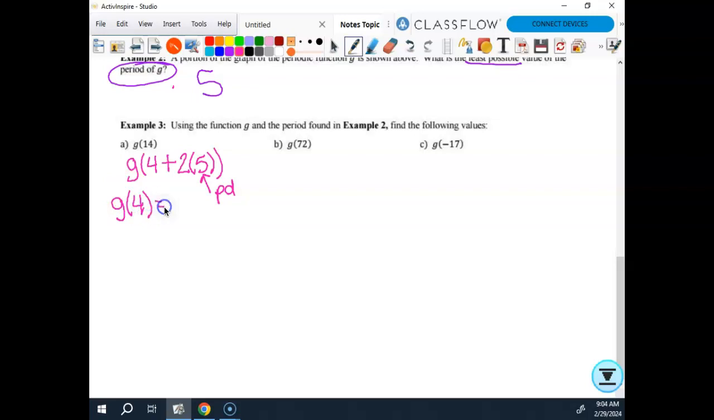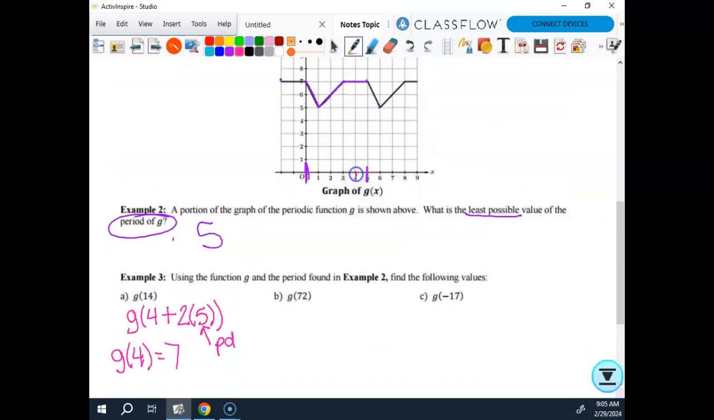What is g of 4? 7. How do you know that? It's on the graph, exactly. Right? That's g of 4. 4 is something I can actually find. It's right there. It's 7. Okay? So we're trying to get it to something that we can actually find. We okay with that? All right.